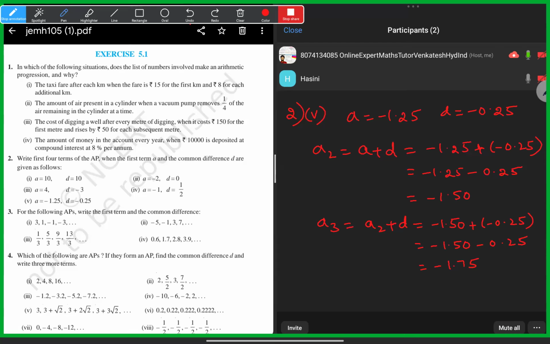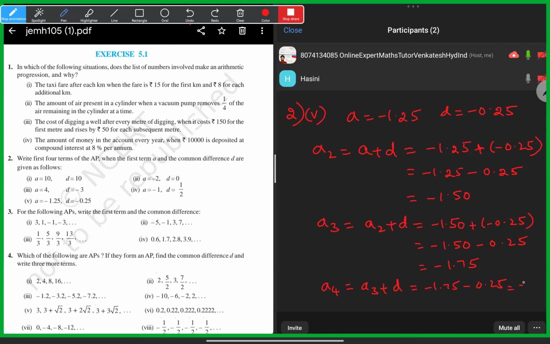Okay, next one: A4 is A3 plus the common difference. A3 is minus 1.75, plus the common difference. So plus of minus, shall I directly write minus 0.25? Because I wrote it clearly for the first and second one. Anyways, minus 1.75 plus minus 0.25 gets minus 0.5. Again, both are negative, so we add and keep the minus.